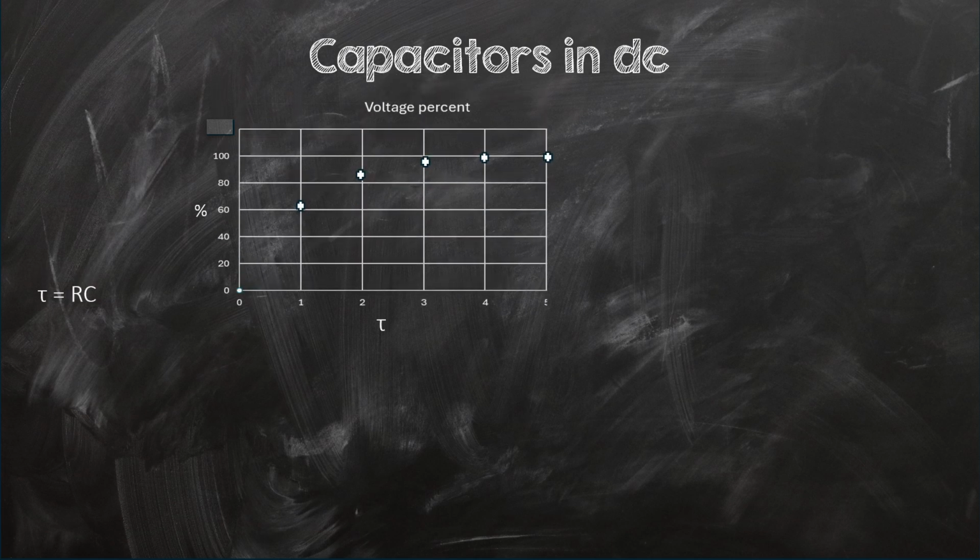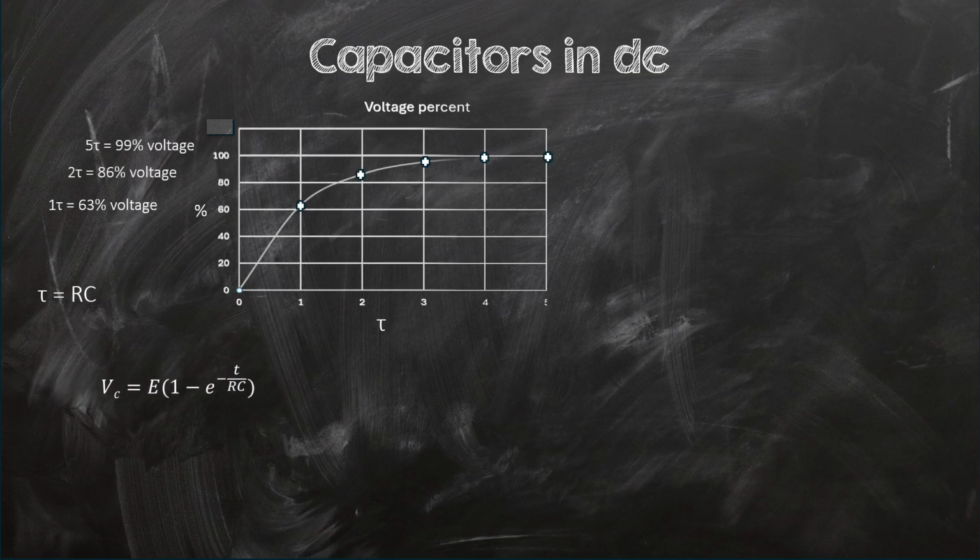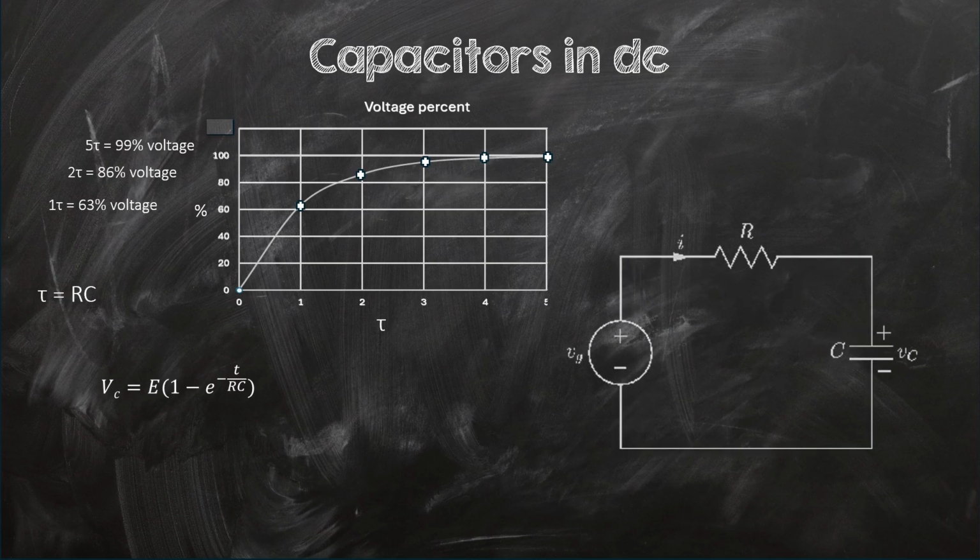Each time constant marks how quickly the capacitor charges. After one time constant, it's 63% charged. After 2, 86%, and after 5, about 99%. At this point, the capacitor is effectively fully charged and behaves like an open circuit, meaning no current flows through it anymore. This is known as a steady state.